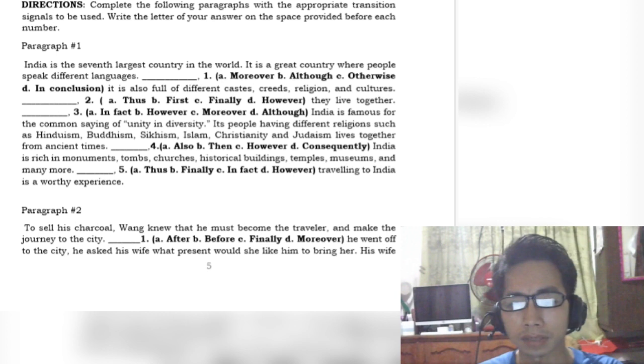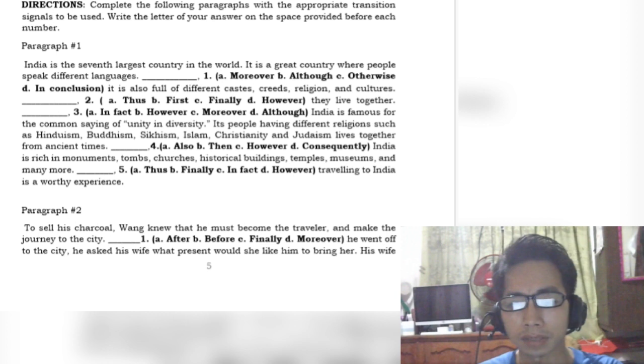Then another paragraph, which is paragraph 3. Again, you just read the paragraph, then find the transition signal, then put the transition signal where it's supposed to be placed here. Okay. Now let's go to activity 4.